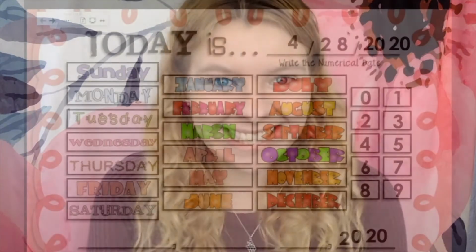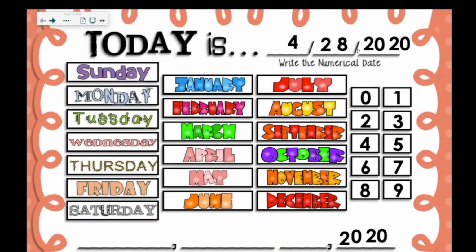Thank you for being here while we do our daily calendar. Make sure that when it's time to make a prediction, you give us a prediction about what kind of 2D shape we'll have and how many equal parts it'll fold into. So let's get started. At the top we have our numerical date. That's our date written with only numbers. So 4 is for April, the fourth month of every year. Today is the 28th of April and the year is 2020.